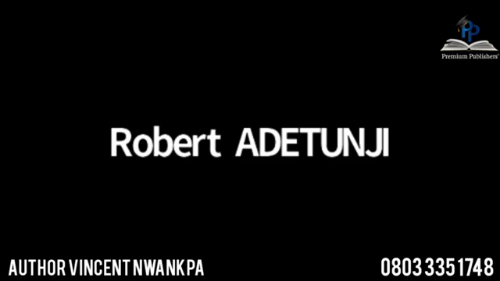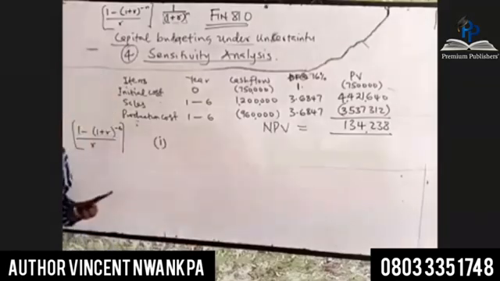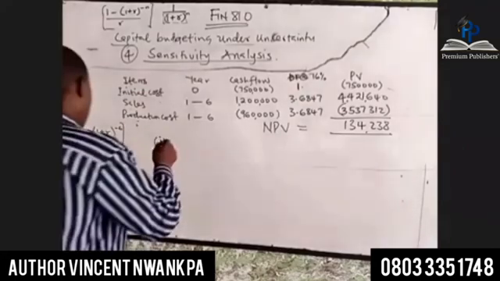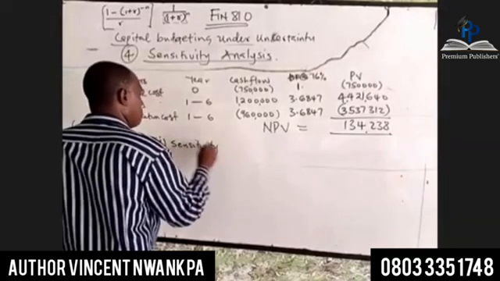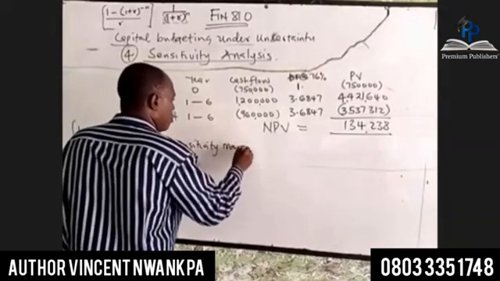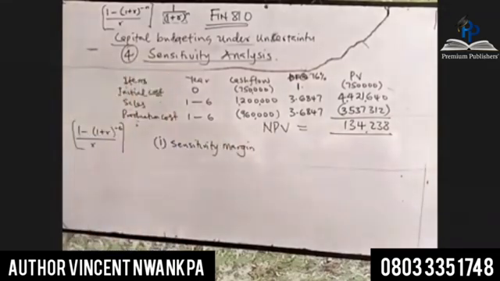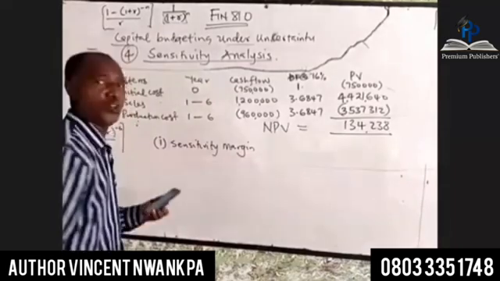So we have to go with this. Roman figure 1. What did I ask in the question? Yes, Roman figure 1: sensitivity margin of sales per annum. Very good. Sensitivity margin. We all know that margin means profit. You don't know, you can check the dictionary.